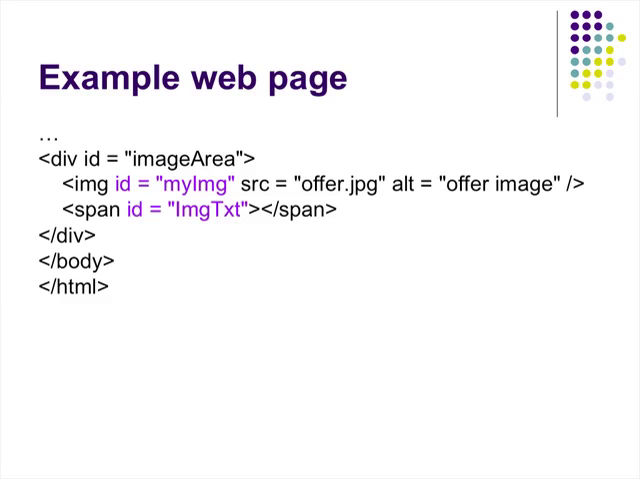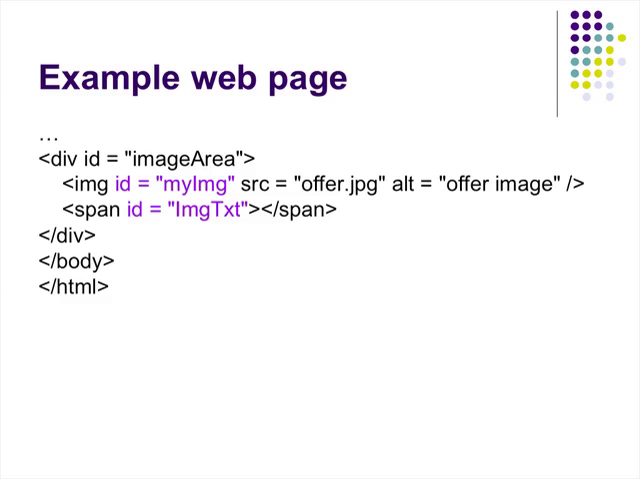Let's look at an example of how this might be put together. So here I've got a div, I've given it an ID of imageArea. Inside it there's an image with an ID of myImage. It's got a source attribute with the value of offer.jpg, and it's got some alt text with the value of offer image. And inside that div is a span. And if you remember, a span is a bit like a div except it's inline. And it's got an ID of imageText, except the span is empty.